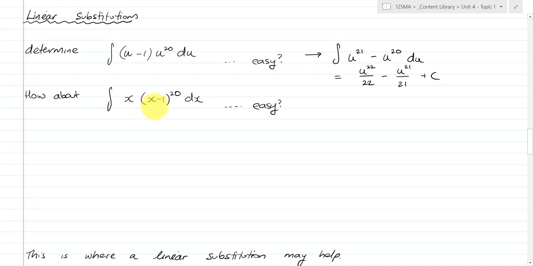I can't expand that bracket over this. It's a product, which I can't, there's nothing I can substitute. Substitution won't work, so it's actually quite a tricky question. The best bet really at this stage, without having learned linear substitution, is to expand x minus 1 to the power of 20, and who wants to do that? No one. So let's talk about linear substitution and how it may help.